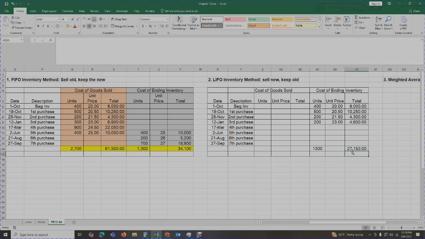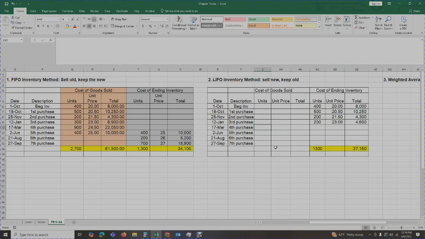Now they're valued less because I am keeping my oldest units, and usually how markets work is as time progresses, the prices go up. In the FIFO method, because I'm keeping my newest units, the prices are higher. In the LIFO method, because I'm keeping my oldest units, the prices are lower. Thus, the ending inventory is going to be valued less than if I were using the FIFO method. So I've got my 1,300 at 27,150.